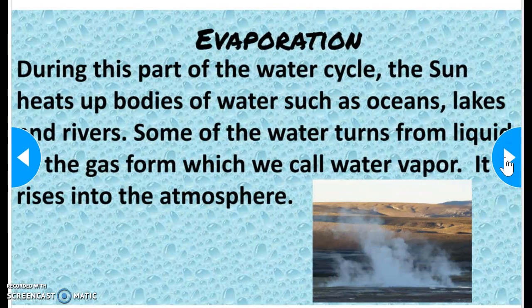So one part of the water cycle is evaporation, and that's when the sun heats up water in lakes, oceans, and rivers, and it turns to a gas form called water vapor, and it rises into the atmosphere. You can kind of see that in steam in a bathroom when you're taking a shower or when you're boiling water and steam comes up off the pan. And so those are both examples of evaporation.